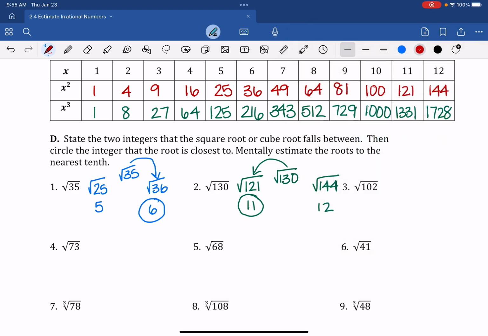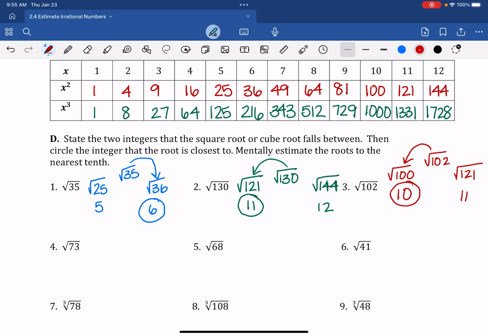Okay, 102. If I look at my perfect squares chart on the middle row, I can see that 102 is in between the square root of 100 and the square root of 121, in between those two perfect squares. 102 is closer to 100, so I know that my decimal is going to be closer to 10.